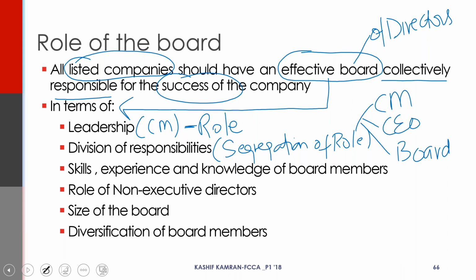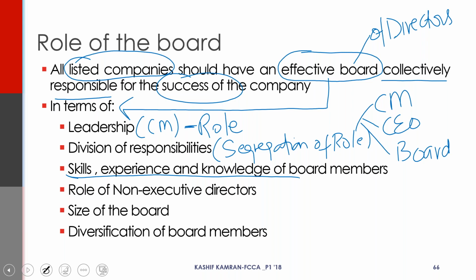I hope you remember the topic yesterday, agency, agent responsibility. So every agent should know what is my responsibility. So effective board in terms of leadership, right? Effective board in terms of division of responsibility. Number 3, board should be effective in terms of skill, experience, knowledge. That's true. We did that even yesterday, agency topic. Disciplined people. The director should be knowledgeable. The director should be experienced. The director should have good knowledge. I hope you remember that term we used yesterday, disciplined people, agency.